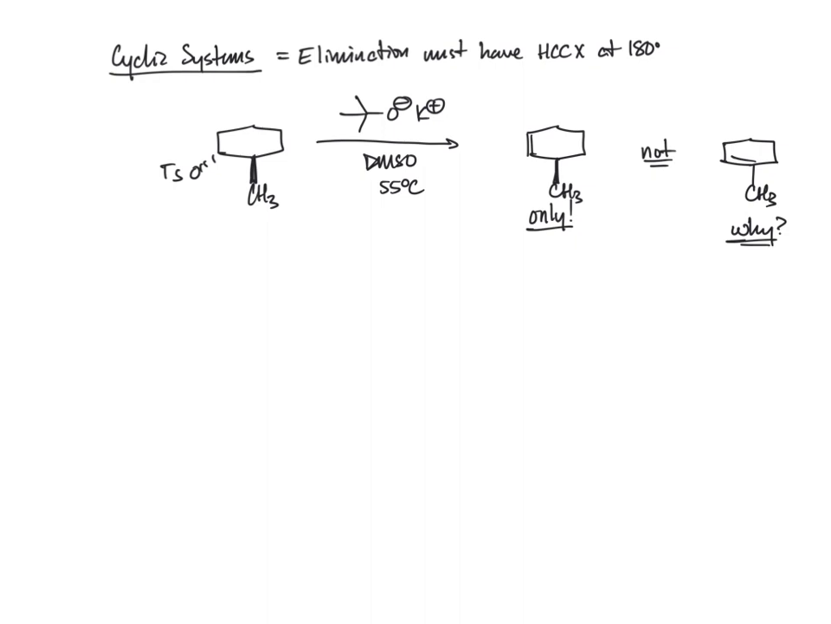So here is a system. We basically have a methyl cyclohexane with O-tosyl, that's the leaving group. We're treating with potassium tert-butoxide and dimethyl sulfoxide at 55 degrees. And I'm telling you, you're only forming this and not that. So we want to explain why. Let's put in our alpha carbon. It's the carbon bearing the leaving group. We have beta and we have beta prime.